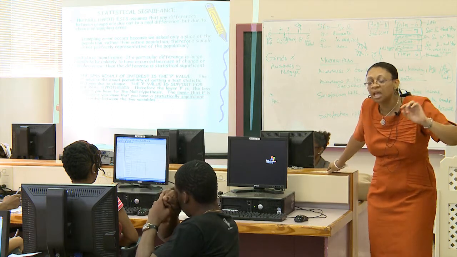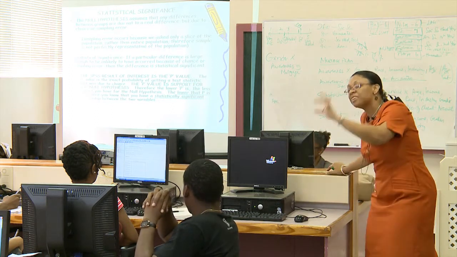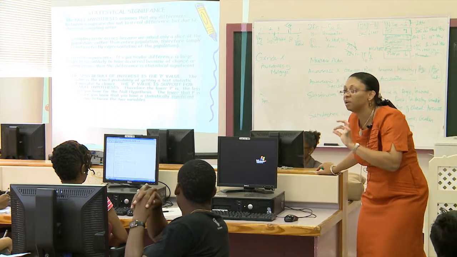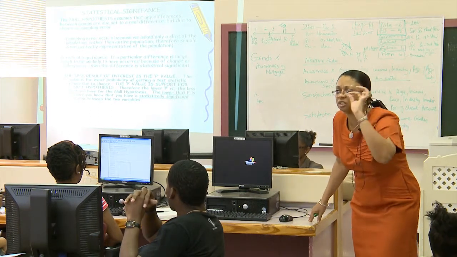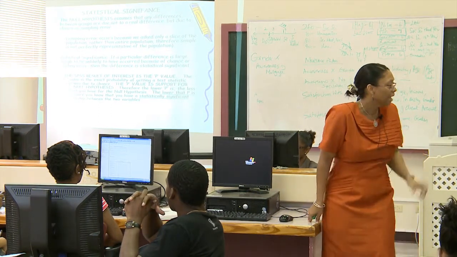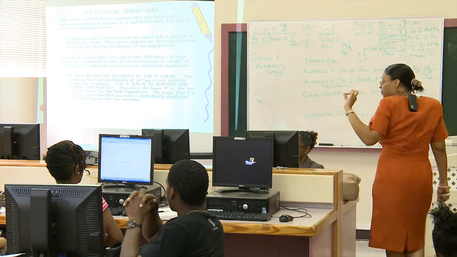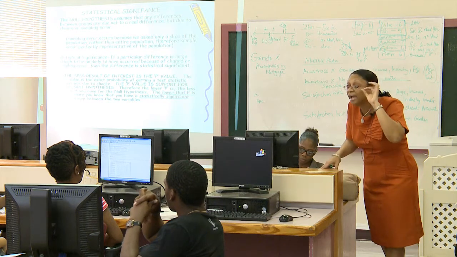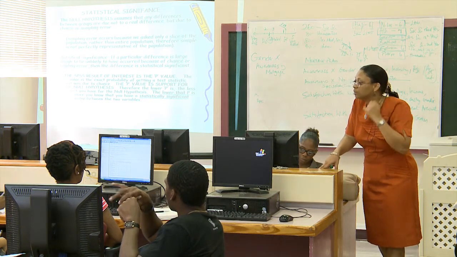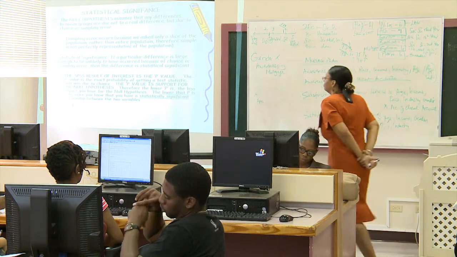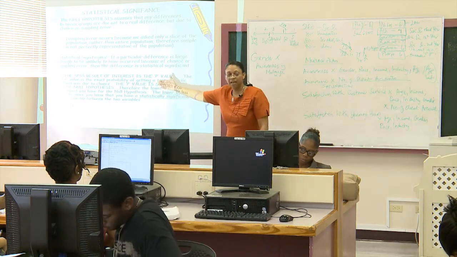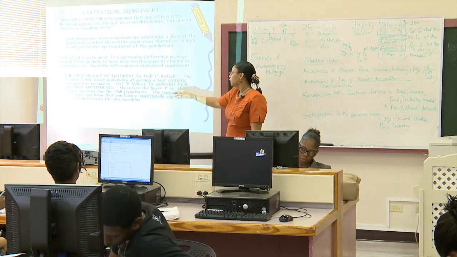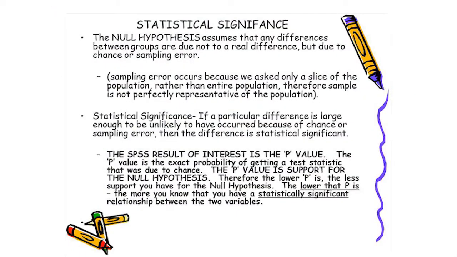So work here with me. The lower the p-value, the less support I have for the null hypothesis, the more I know that there's a statistically significant difference between the two groups. Let me repeat that again. The lower the p-value, the less support I have for the null hypothesis, the more I know that there's a difference between those two groups. All right? Let me repeat it again. P-value is support for the null hypothesis. The lower it is, the more I know that there's a statistically significant relationship happening there.